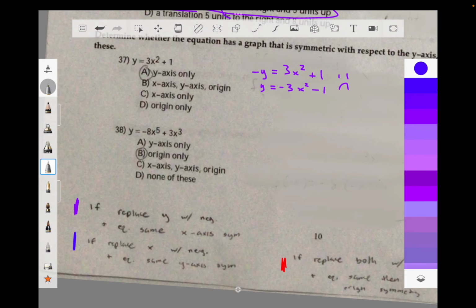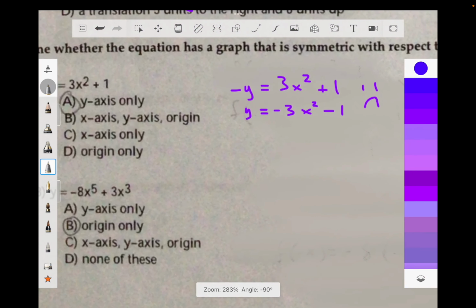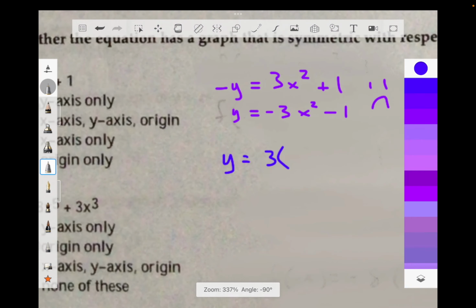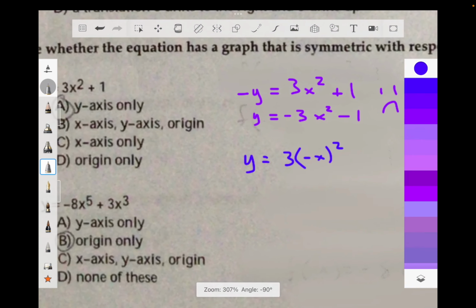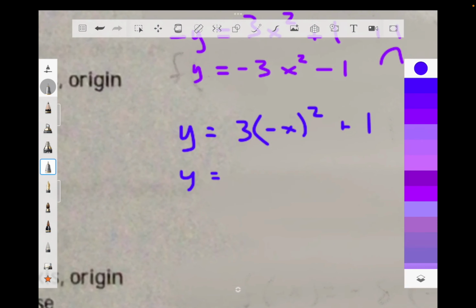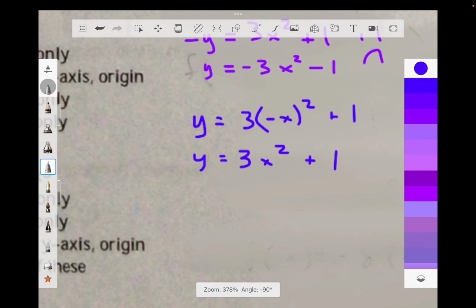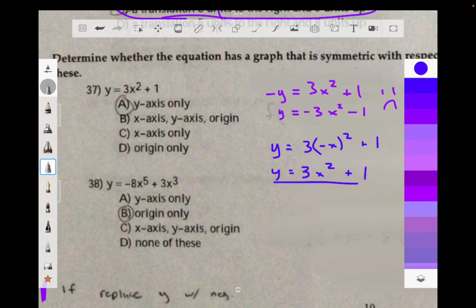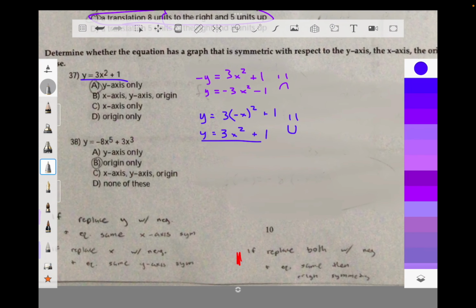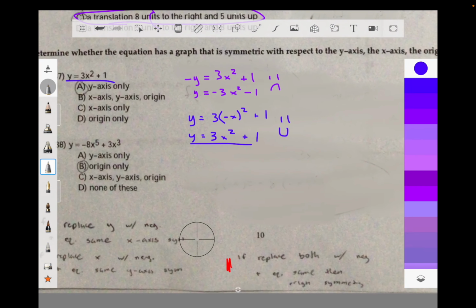Okay. For y-axis symmetry, we replace the x's with negatives. So y equals 3 negative x squared plus 1. If this is an even exponent, then the negative x goes away. So it's going to be 3x squared plus 1, which is the same as the original. So this is y-axis symmetric, and then we can check if it's origin symmetric.